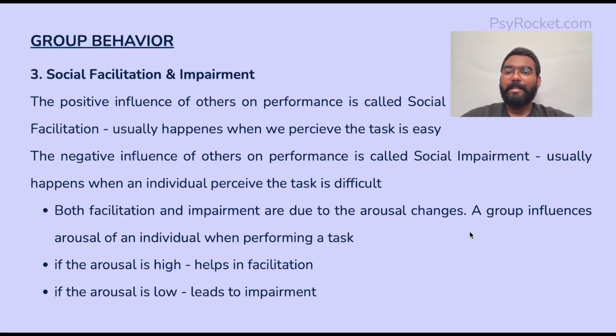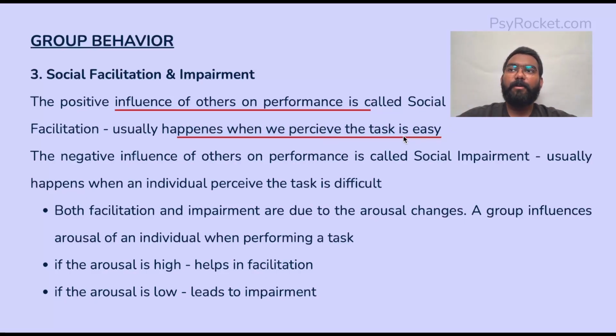Then there is social facilitation and impairment. For suppose, what is social facilitation? The positive influence of others on performance when we perceive the task is easy. For suppose, there is a group of 10 members and one of the members is an expert in, let us say, archery. They went to play an archery game together, and that one person who is an expert in archery is trying to showcase his skills in front of the entire group. Because he is a professional in archery, the task is easy. Then the influence of that group will be positive on him by increasing the arousal, which helps in facilitation.